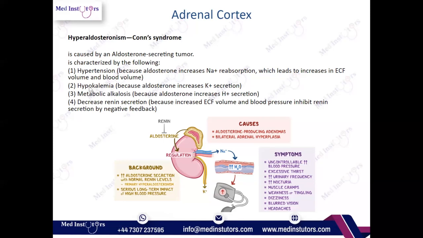Then if it loses potassium, along with potassium, the hydrogen ions would also be secreted, and the loss of hydrogen ion means there is alkalosis. So it would lead to metabolic alkalosis and decreased renin secretion, because there is no more stimulation for the renin, because we know the renin-angiotensin system comes in and plays the role when there is hypertension in the body, and in this particular case there is always hypertension, so there would be decreased renin secretion. So I think now everything makes sense to you.